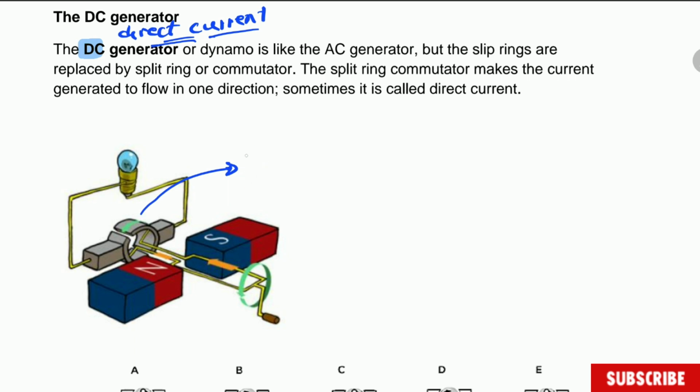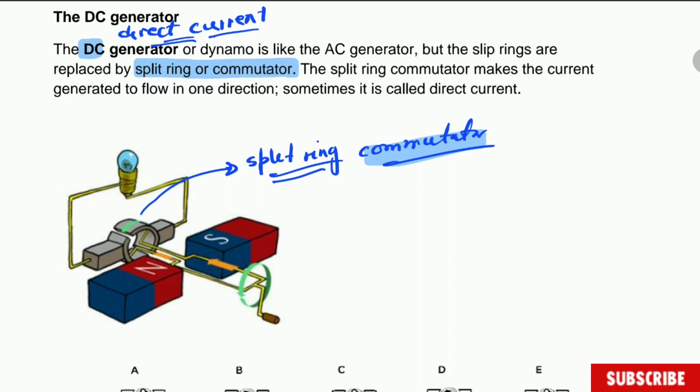Let's fix this word: split ring commutator. If you think you're going to get confused, you can just use the word commutator there. Okay, now, which one is the split ring commutator, guys? It is that one there. The only change made to turn an AC generator into a DC generator is that you replace the slip ring with the split ring, and now you have a DC generator.